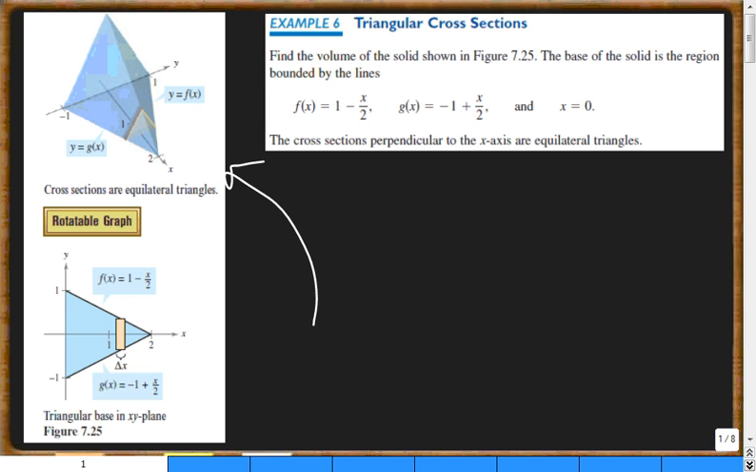The base of the solid is the region bounded by the lines f of x equals 1 minus x over 2 and negative 1 plus x over 2 and x equals 0. So this picture down here. So you just, again, make sure you have the right picture. The cross sections perpendicular to the x-axis are equilateral triangles.